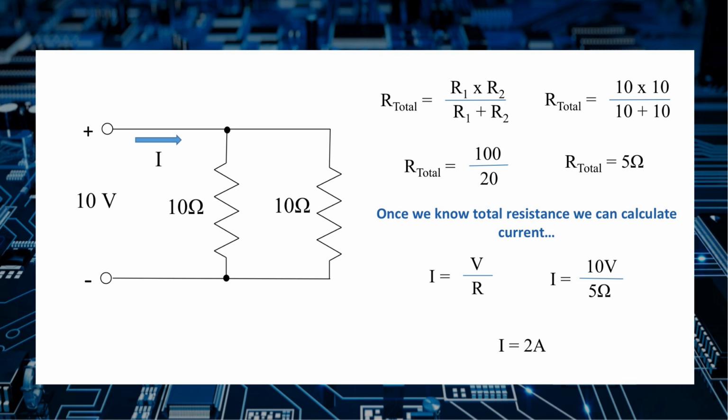Looking at an example circuit, if we have a 10-volt power source and then two 10-ohm resistors in parallel, we can calculate the current by first calculating the total resistance and then dividing the voltage by the total resistance. So in this example, if we take R1 times R2, 10 times 10, and divide it by R1 plus R2, 10 plus 10, we get 100 over 20, or 5 ohms. So calculating I, we find that V on R, or 10 volts on 5 ohms, equals 2 amps.